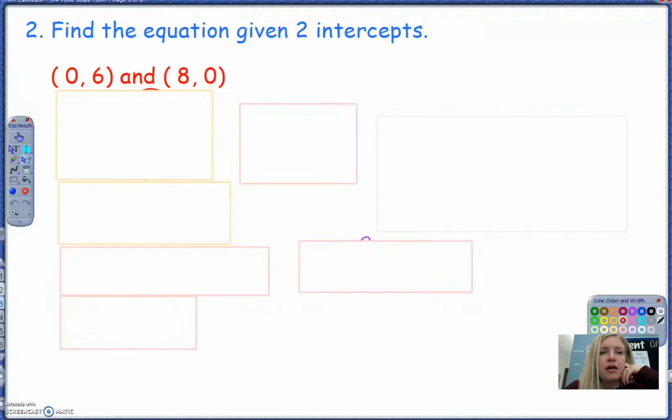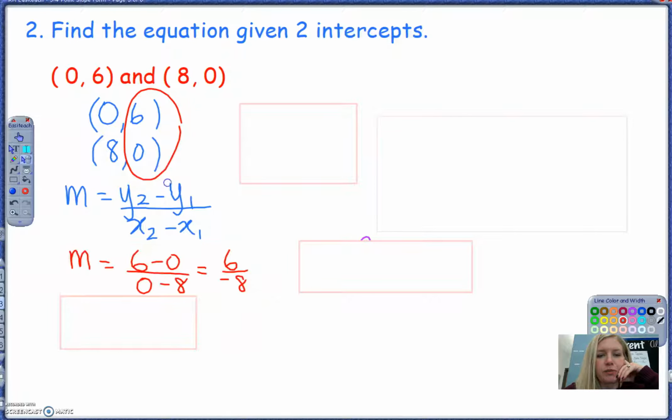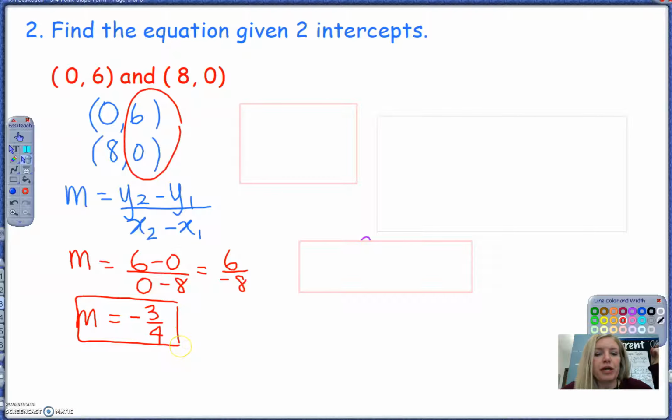Okay, so now find the equation given 2 intercepts. This is something that we were working on in lesson 5.3, and you have 2 ordered pairs. So we're going to write those ordered pairs up and down. We're going to circle our y's, and we're going to find our slope. First you write your formula. You subtract your y's over subtract your x's, and we get 6 over negative 8. Now hopefully you realize that you can reduce that, and you can divide both of them by 2, and you get that your slope is 3/4.